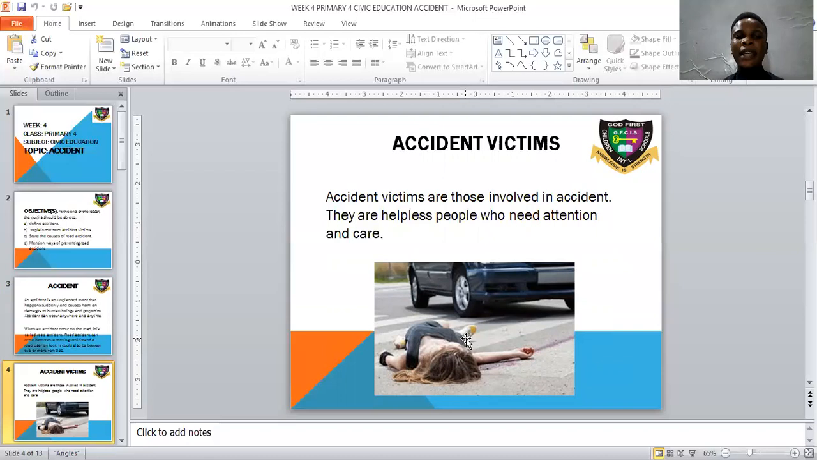Is that taken? Accident victims are the ones who are involved in an accident, and they are helpless people who need what? Attention and care. You need to take care of them. You need to help them. How do you help them? By taking them to the nearby hospitals. Rendering first aid. Is that taken now? Those are the ways you can help them whenever you see them.